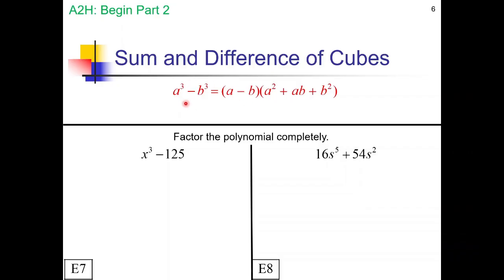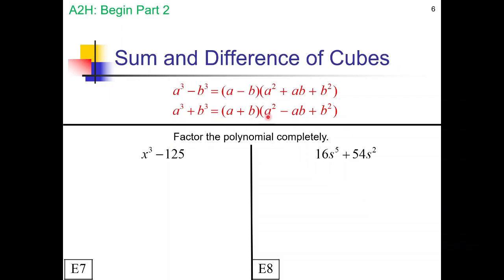Now there is a plus version of this if we have a cubed plus b cubed, and that shortcut, it turns out, is very similar. Instead of a minus b, we're going to have a plus b. We're still going to have a squared, but now we're going to have a minus ab, and we're still going to have a positive b squared. And again, you could prove this to yourself if you want by multiplying this out and seeing that it actually does work.